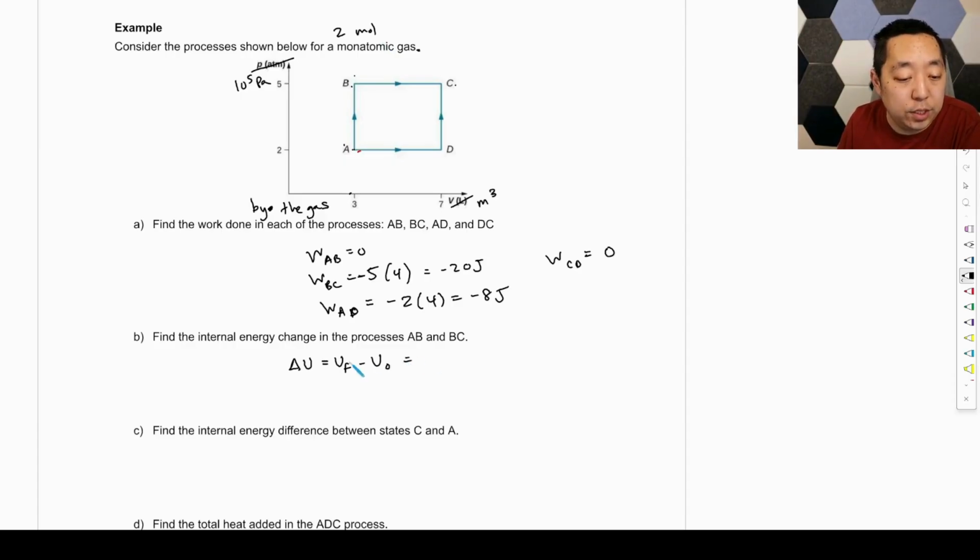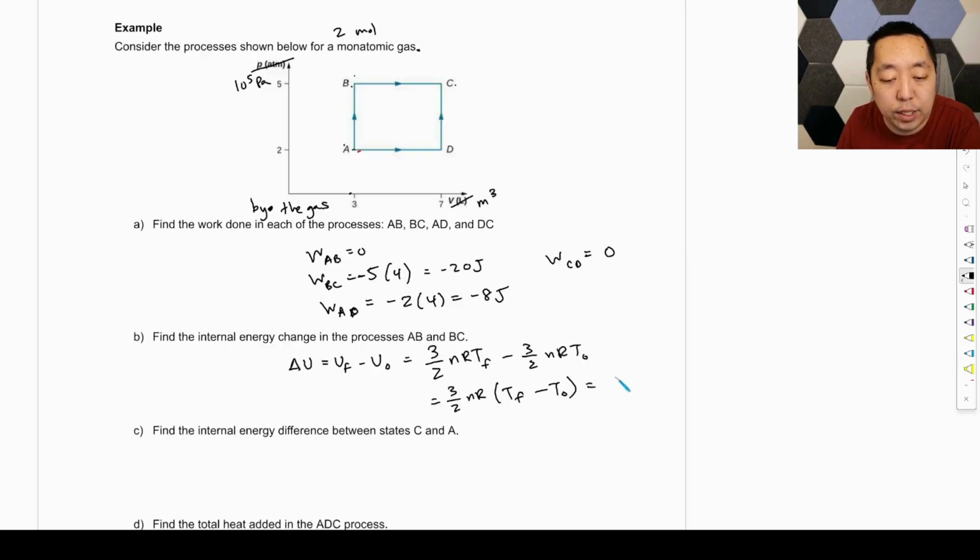So when we do this, the change is 3/2 nRT final minus 3/2 nRT initial, because remember, the internal energy is 3/2 nRT. We can factor out the 3/2 nR and just get T final minus T initial. Now, how do we get the temperatures? Oh, maybe we don't actually need the temperatures. For the temperatures, we're going to use PV equals nRT. So the temperature is going to be PV over nR. So you can do PV.